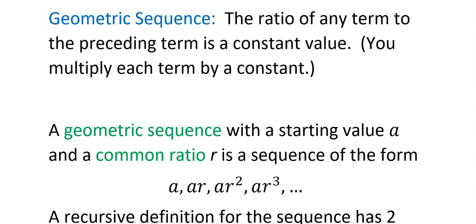The ratio of any term to the preceding term is a constant value. You multiply each term by a constant to get to the next one. So basically, to find them, find out what that constant value is. Since it's a geometric sequence, you're going to divide the two terms that are next to each other, for instance, the third one divided by the second one, or the second one divided by the first one, or whichever two in a row that you have.